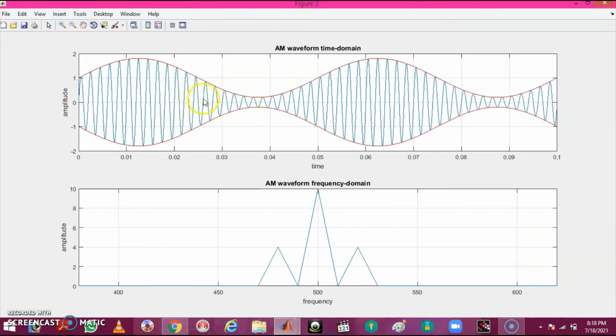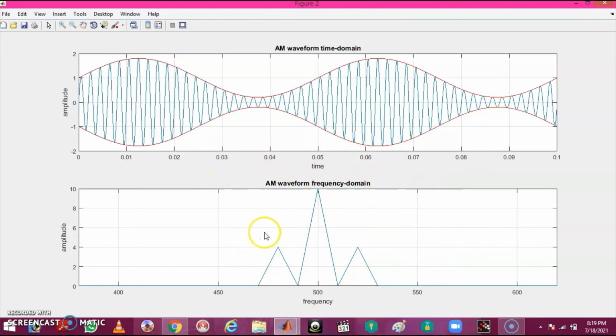In picture 2 you are having the amplitude modulated wave and the spectrum. The red lines are the upper envelope and the lower envelope. At the top you are having the upper envelope, at the bottom you are having the lower envelope. And this is FC, this is FC minus FM, this is FC plus FM. So this is the spectrum of your AM.